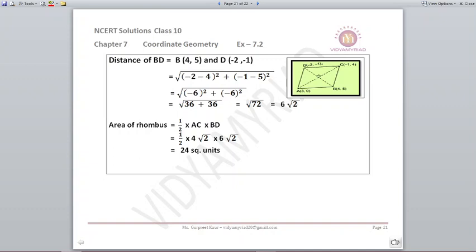Now we have the distance AC also, we have the distance of BD also. That means both the lengths are given to us. Now we are going to use the formula for area of rhombus, that is half into product of diagonals. Product of diagonals means AC into BD. So what is your AC? 4 root 2. What is your BD? 6 root 2. Root 2 into root 2 is 2 and the 2 gets cancelled with the half, and 6 4s are 24. So your answer is 24 square units.